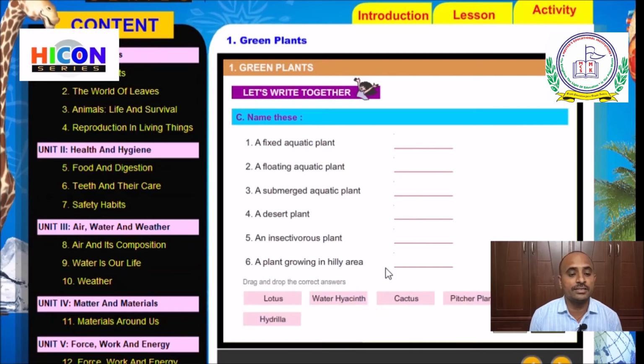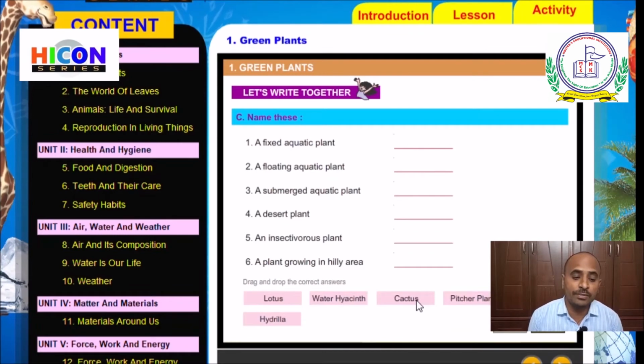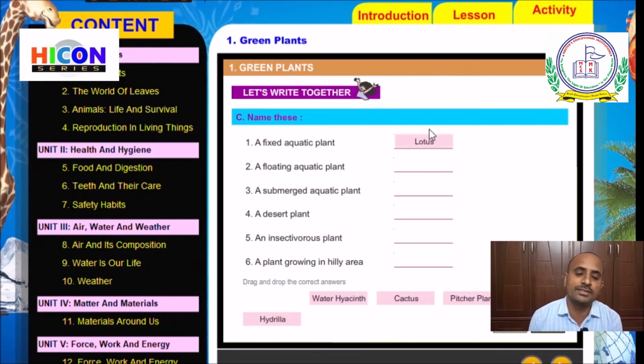So let us read the first sentence. A fixed aquatic plant. Among these plants, we have to identify which one is the fixed aquatic plant. Some examples for fixed aquatic plants are lotus and water lily. Lotus is here, so write lotus for the first sentence. Lotus is a fixed aquatic plant.